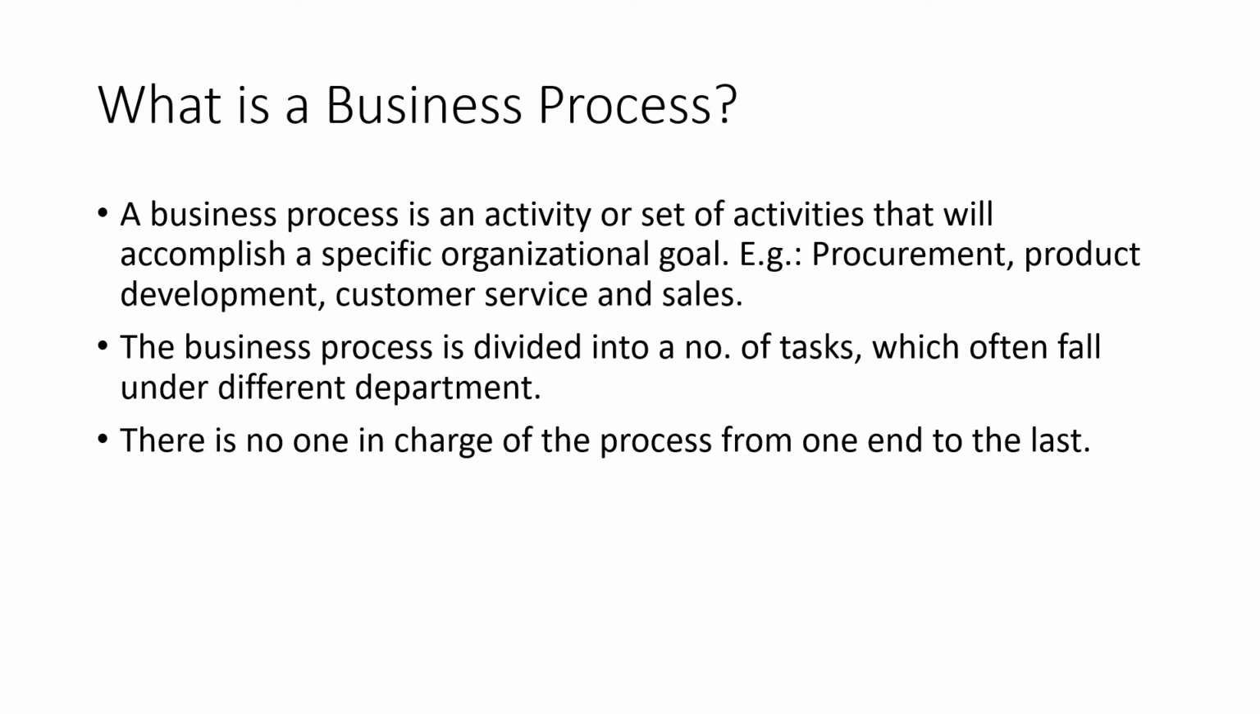Now a process is an activity or a set of activities that will accomplish a specific organizational goal, such as procurement, product development, customer service and sales. These can be the activities of your business process. A business process is divided into a number of tasks which often fall under different departments. You can have marketing, sales and operations departments, so different departments undergo that particular task. There is no one in charge of the process from one end to the other.